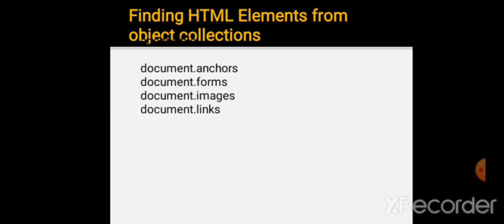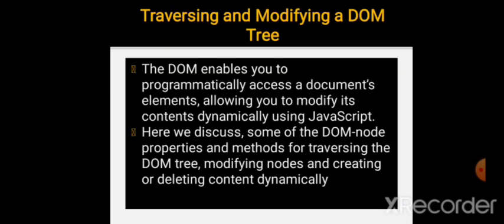So you can collect anchors, forms, images, and links which are present inside an HTML page by using its collections. Here document.anchors is the collection of anchors. Here document.links means the collection of links which are present inside the HTML page. Okay. So by using this you can also traverse through all the elements which are present inside the HTML page.